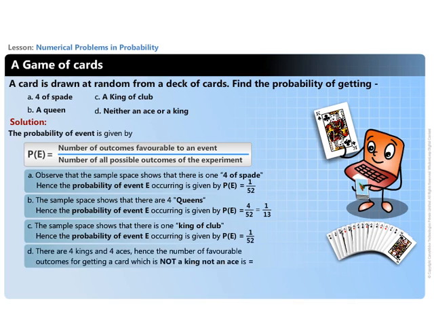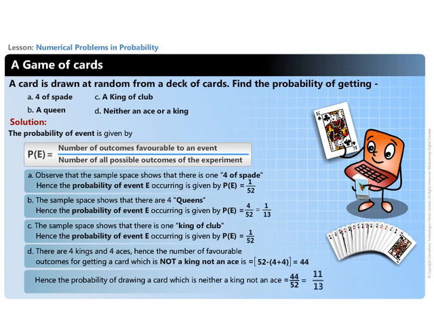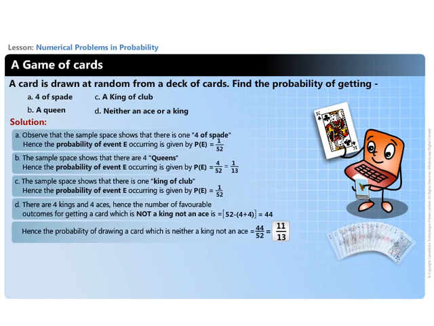There are 4 kings and 4 aces. Hence, the number of favorable outcomes for getting a card which is not a king or an ace is 52 minus 4 minus 4, that is equal to 44. Hence, the probability of drawing a card which is neither a king nor an ace is equal to 44/52, that is equal to 11/13.